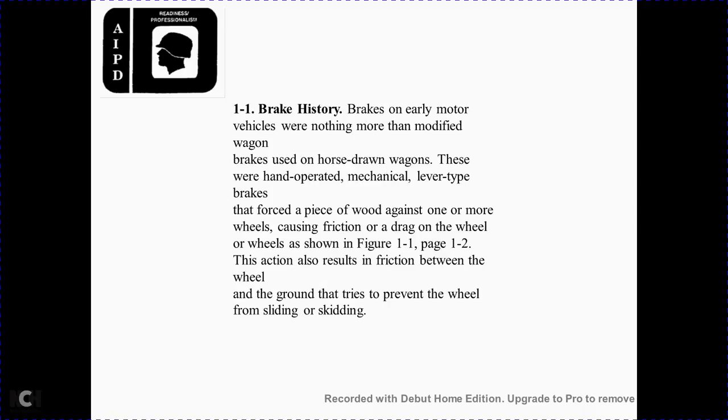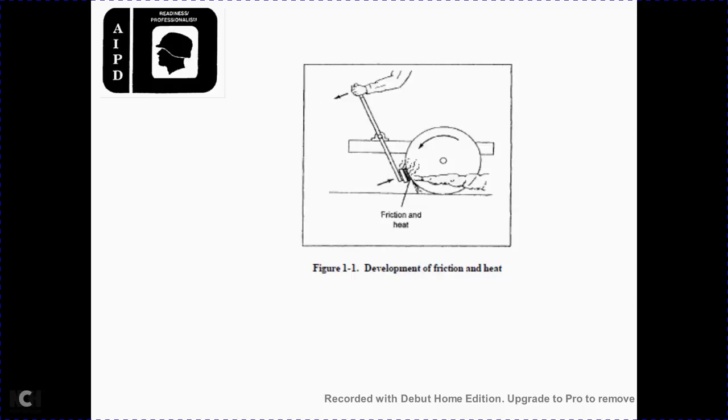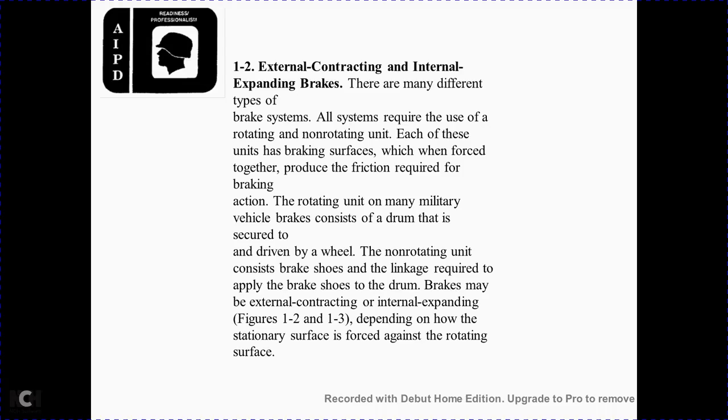Brake 1-1, brake history. Brakes on the earlier motor vehicles were nothing more than modified wagon brakes from the horse-drawn wagons. These were hand-operated mechanical lever types that forced a piece of wood against one or more wheels, causing friction drag on the wheels, as shown in Figure 1-1, page 1-2. This action results in friction between the wheel and the ground that tries to prevent the wheel from sliding or skidding. Figure 1-1 shows developing the friction and the heat.